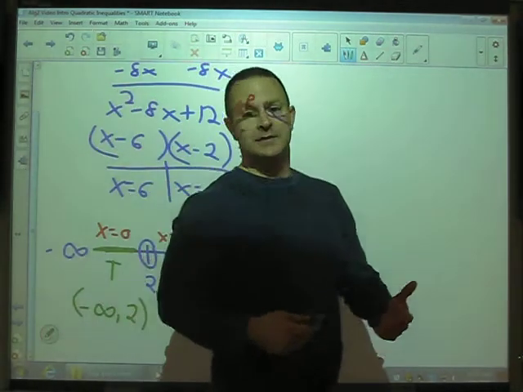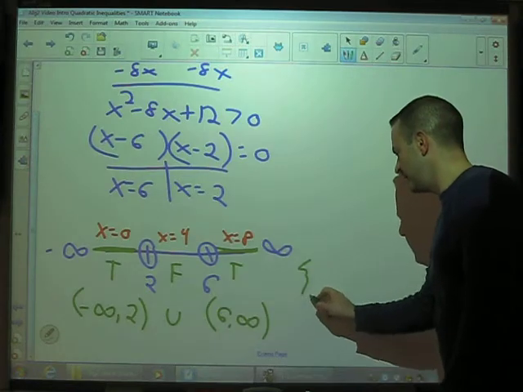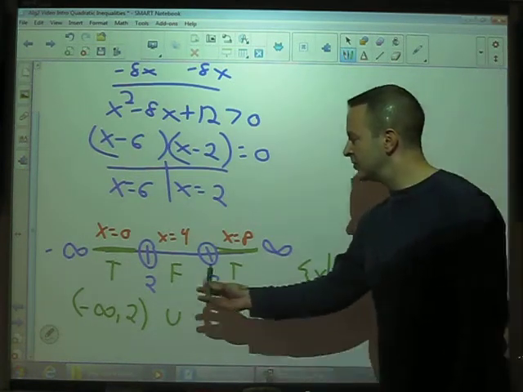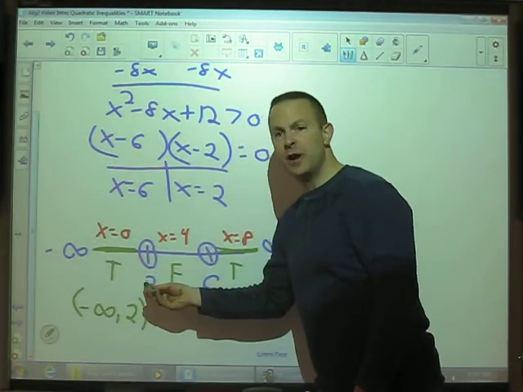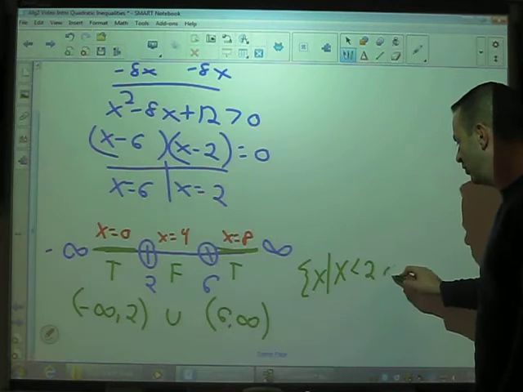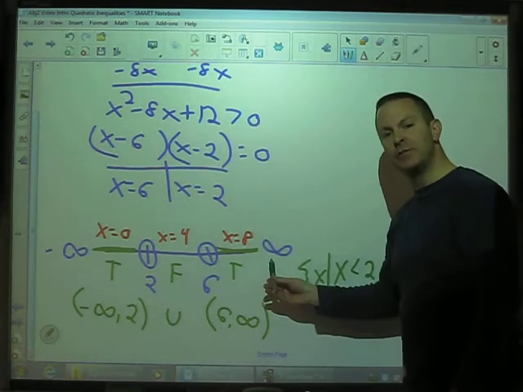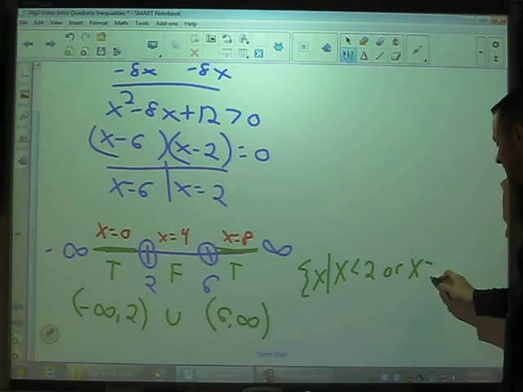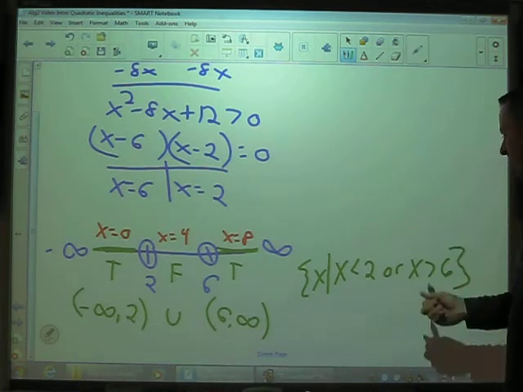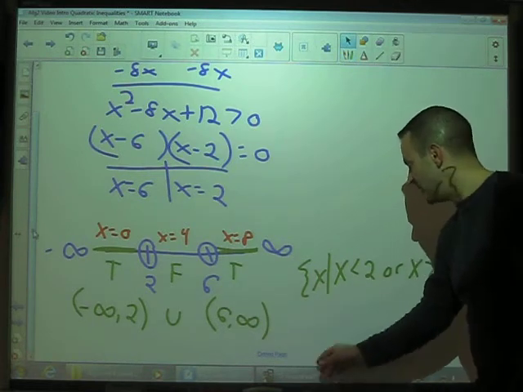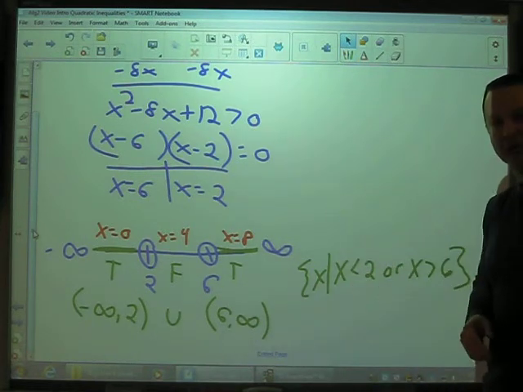And as far as set builder notation, it would be the set of x's such that, now the x's all over here are simply numbers lower than 2. So I'll put x is less than 2, or these represent all the values that are bigger than 6. So, or x's that are greater than 6. So that's the set builder notation, and that is the interval notation. So you can get two separate sections depending on how the true and falses lie.